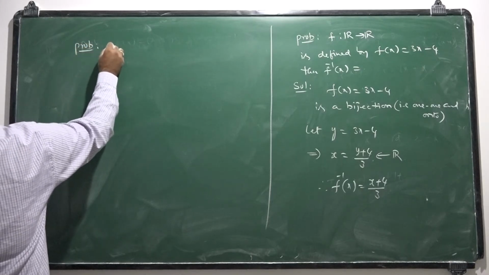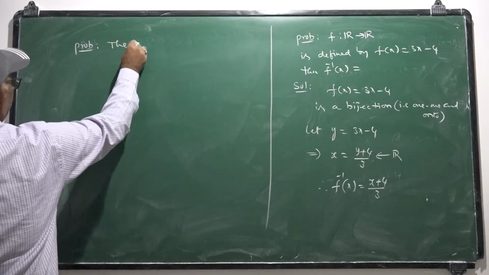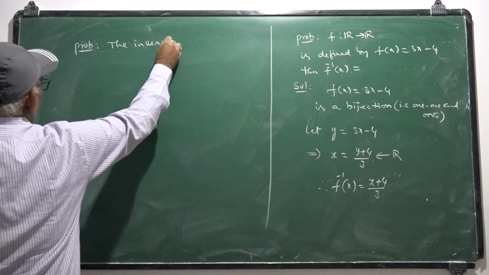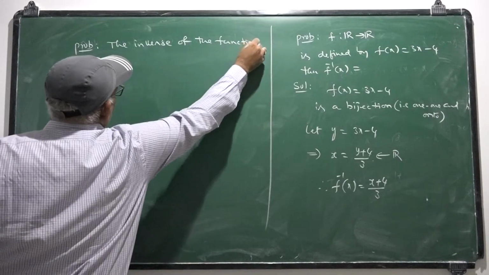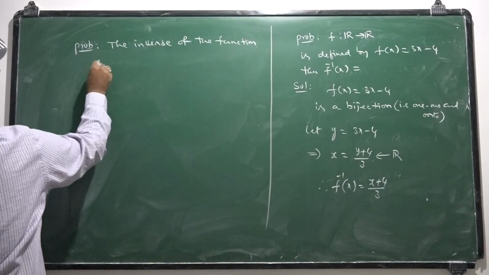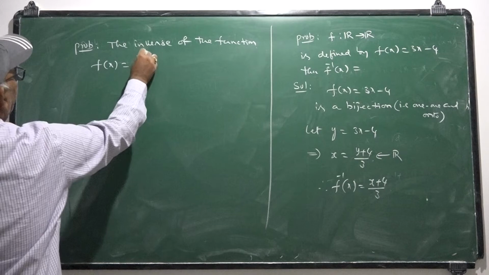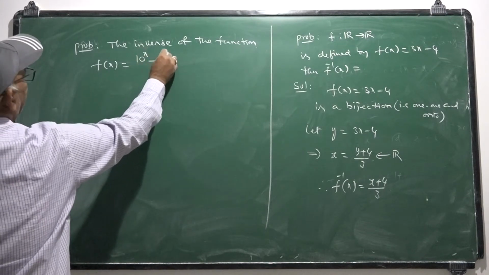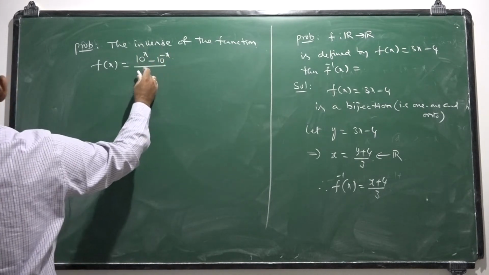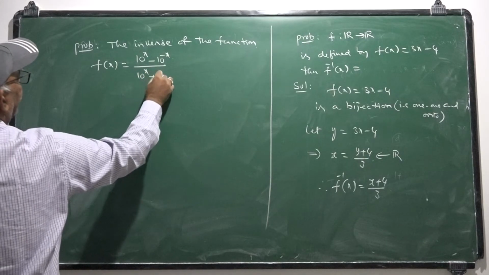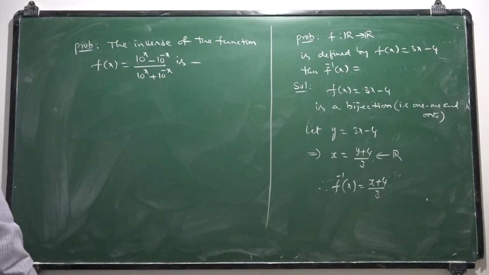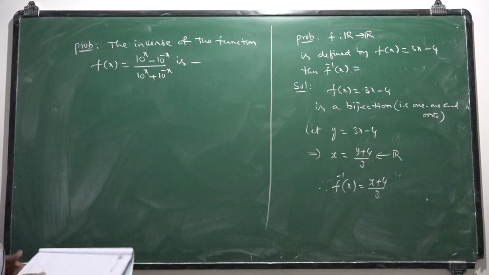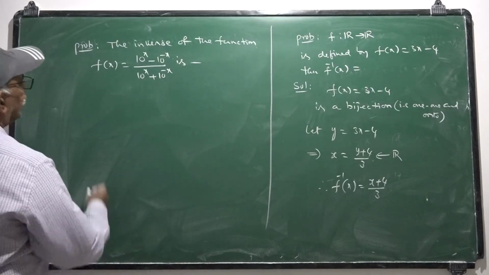Similarly, the inverse of the function f(x) equal to (10^x minus 10^(minus x)) by (10^x plus 10^(minus x)) is the inverse of the function (10^x minus 10^(minus x)) by (10^x plus 10^(minus x)).